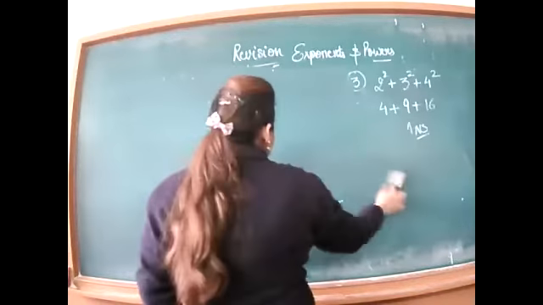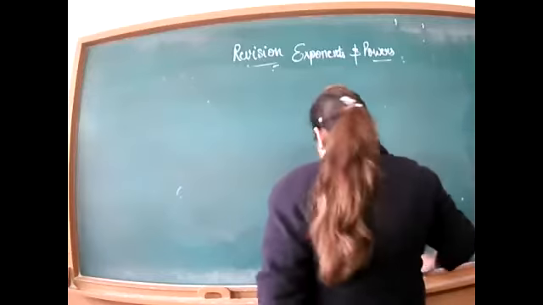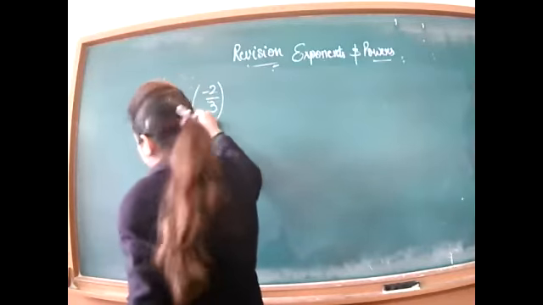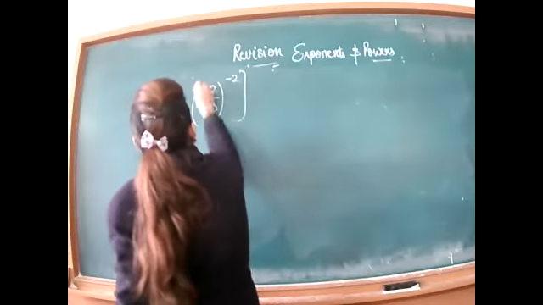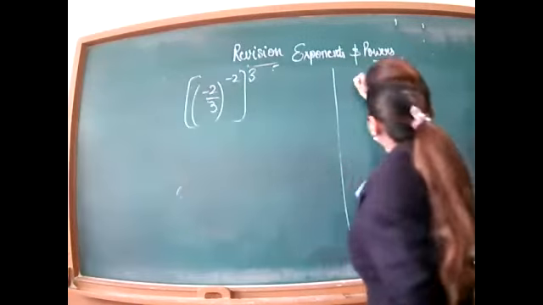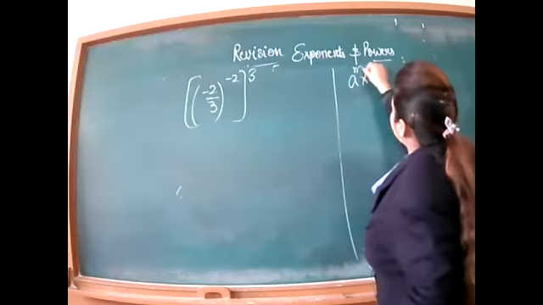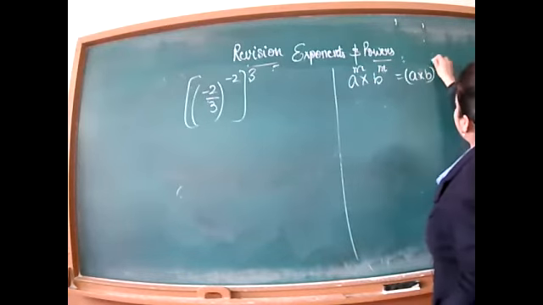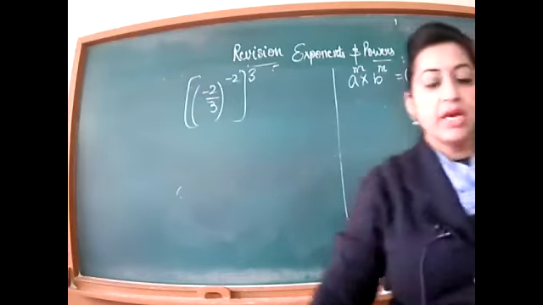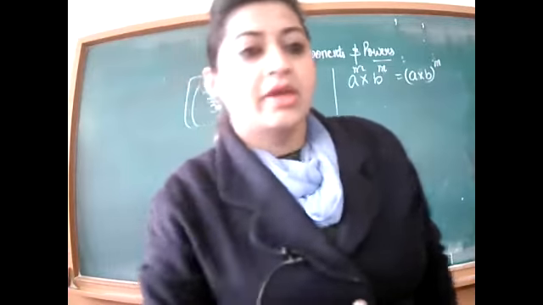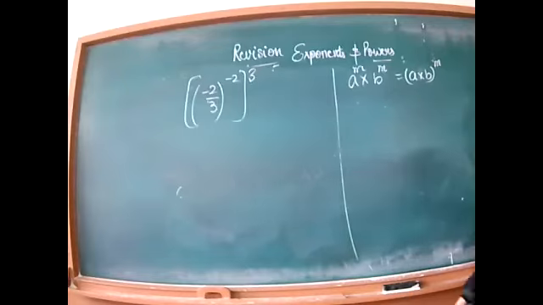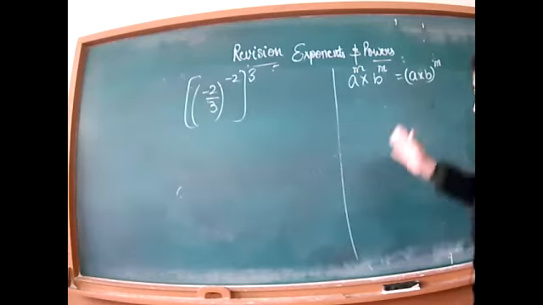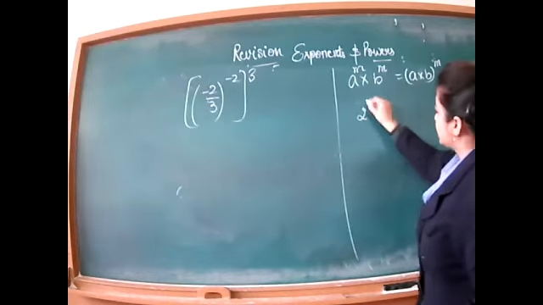Yes, can you tell me which is the next property? Which is the next property? Next property, look: if the bases are different but the power is the same, then you will combine the bases and write the power once. If the bases are different but the power is the same, then you will multiply the bases, and the power which is written 2 times, the same number, you will write once like this.